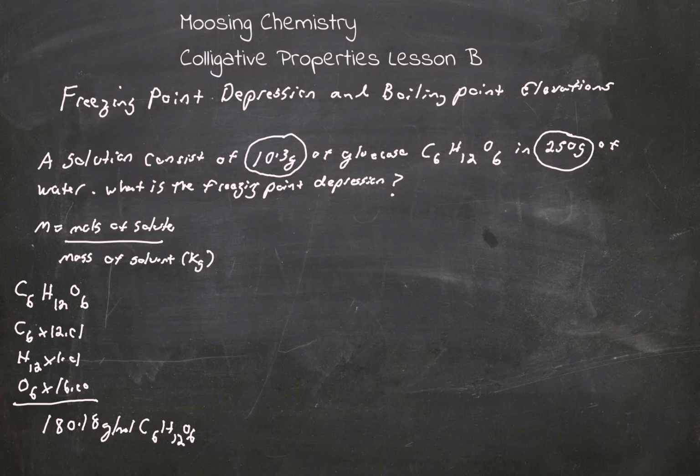Now we need to convert our grams of water into kilograms. So we go 250 grams of H2O, and we want to turn it into kilograms of H2O. We put a 250 down here, move the decimal 3 spaces over, which gives me 0.250 kilograms of water. So now we can figure out the molality, because that's the next most important step.